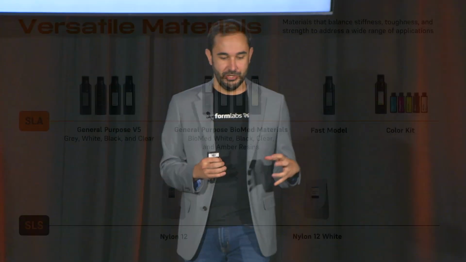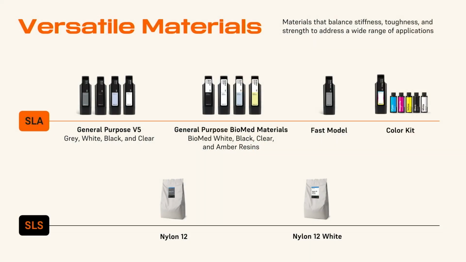And then on the SLS side of the spectrum, our jack-of-all-trades material for SLS for a long time has been Nylon 12. It's got really good properties and a little bit higher heat resistance than the SLA general purpose materials. But at least up until very recently, if you wanted to print in SLS, you were kind of locked into a gray material. But with the introduction of Nylon 12 White, not only can you now print white SLS parts in Nylon 12, you can also dye those parts to be whatever color you want them to be. So finally getting to the aesthetic options that we've had for a really long time on the SLA side of the family.